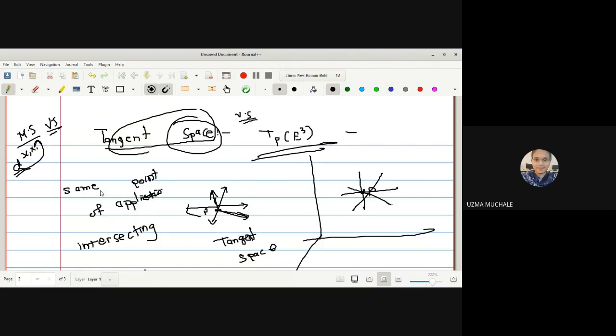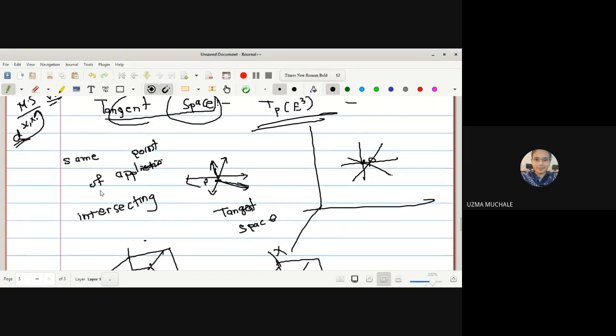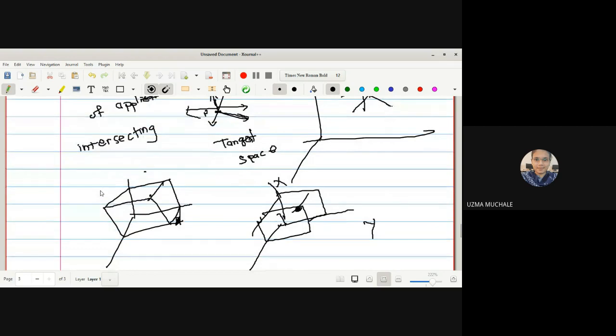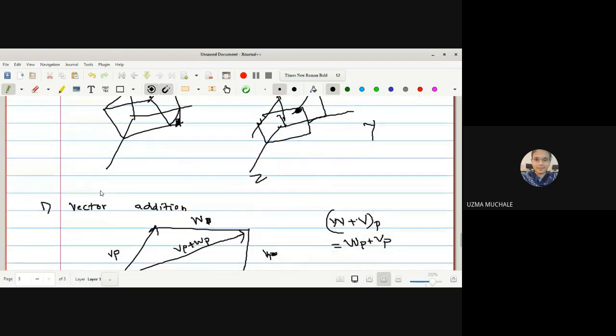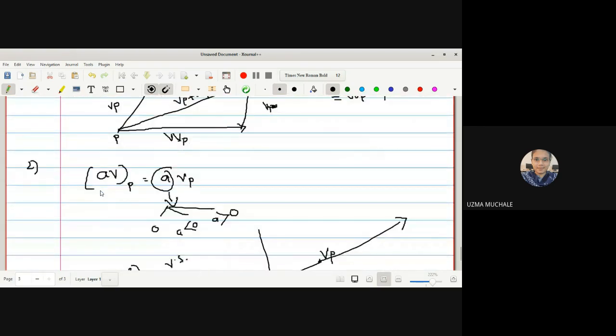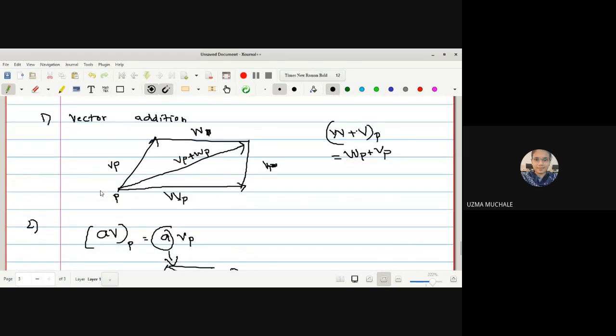Tangent space means what? Take one point of application, and after that you define all vectors with the same point of application and different vector parts. It is just like the intersecting vectors which we have studied. The next thing is vector addition and scalar multiplication, which we have seen in our physics, the parallelogram law of vector addition.